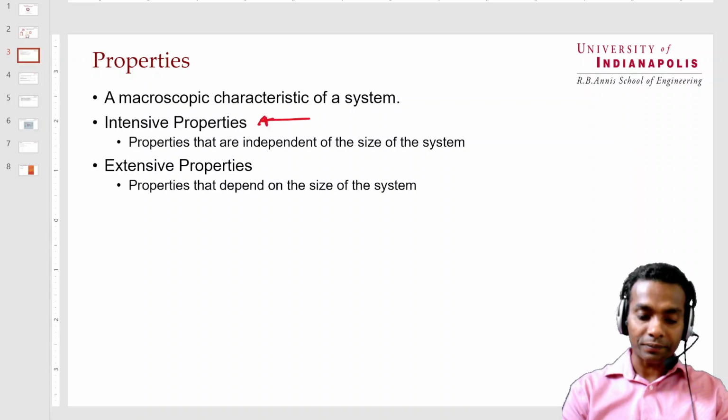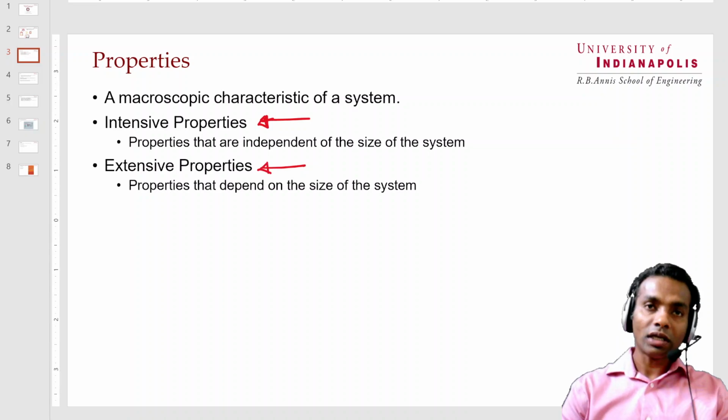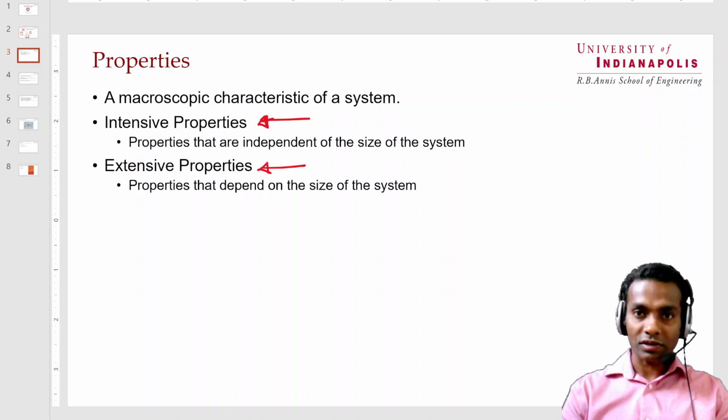One is intensive properties and the other is extensive properties. Properties that do not depend on the size of the system or the extent of the system are called intensive properties. So, for example, temperature is an intensive property, pressure is an intensive property, right? And there are several other specific properties that are independent of the mass or the extent of the system, which we're going to encounter in the next videos or the classes.